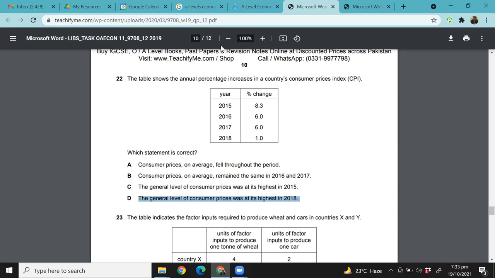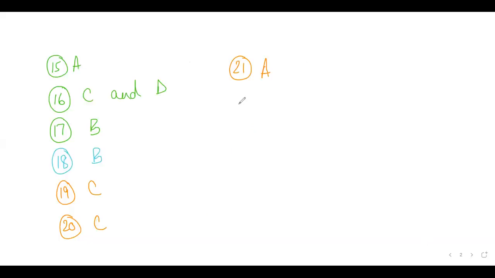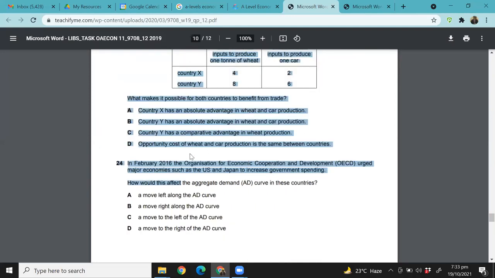Exactly. Excellent. Is this clear? So as long as the rate of inflation is positive, prices will still be increasing. Excellent. That's correct. Next question. So 23 is saying, where is it?